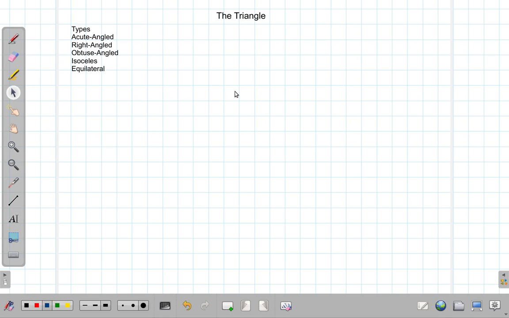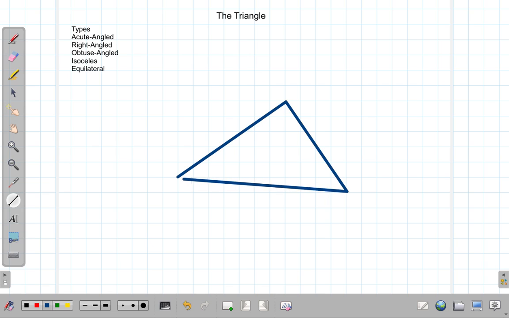Let us look at the triangle and the different types of triangle. The triangle is a polygon which has 3 sides and of course 3 angles. For example, let me draw a triangle here. This is one side, this is the other side, and this is the other: the first side, second, and the third side. And let me put in the angles.